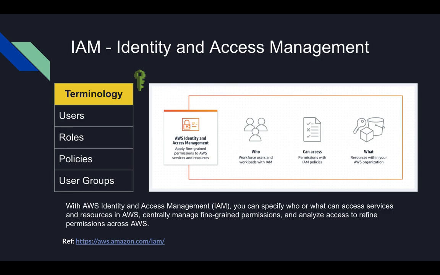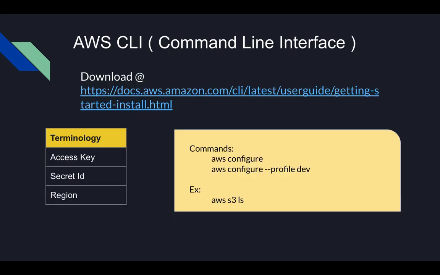Okay, so this is directly taken from the reference from the doc. You can get it from the PPT. So this is the AWS IAM, Identity and Access Management. There's one more tool, the AWS CLI. You can download it from here. So this we are going to see.